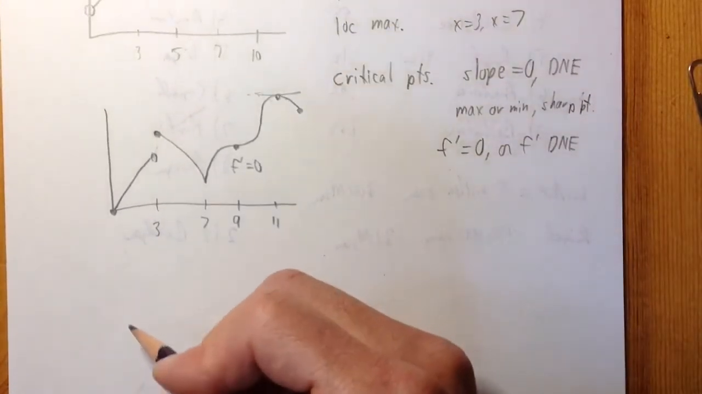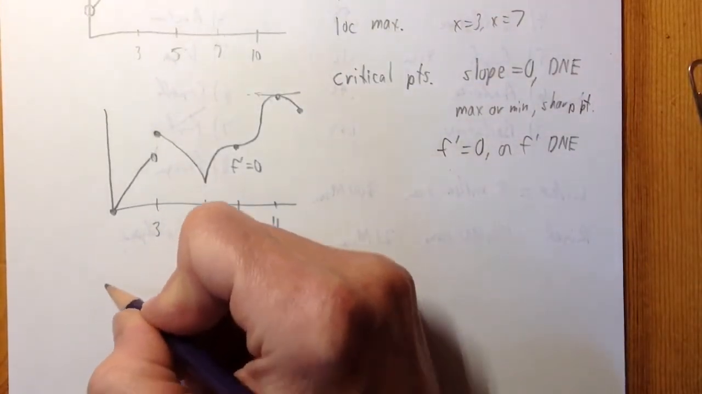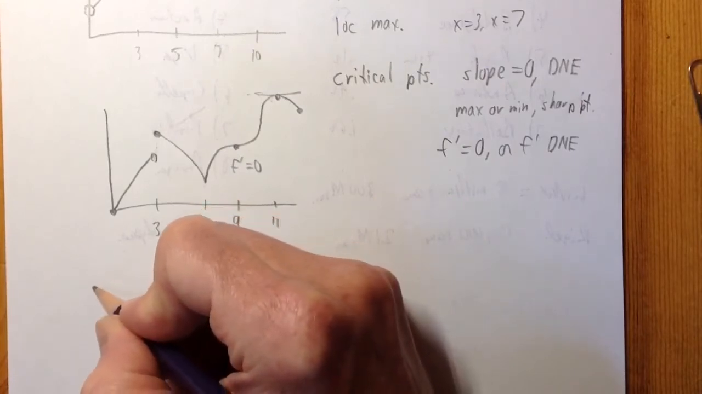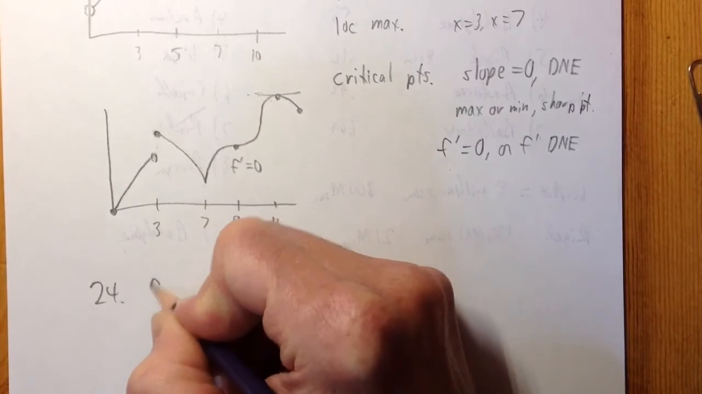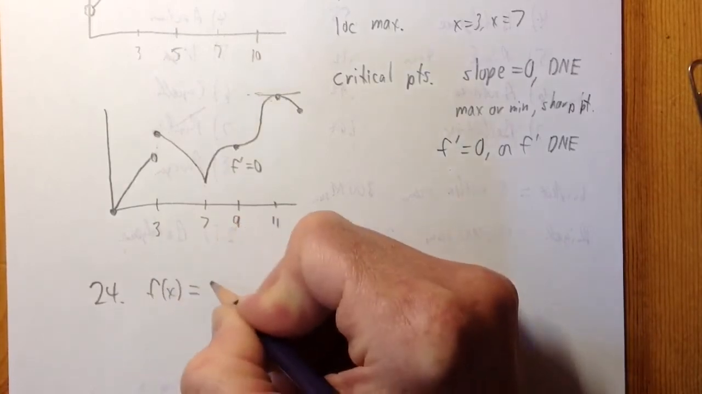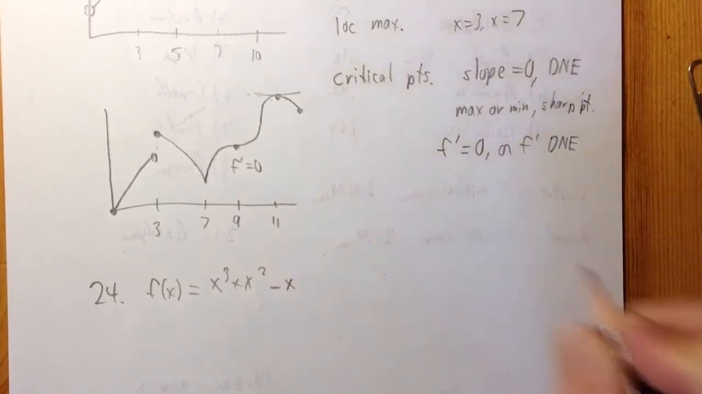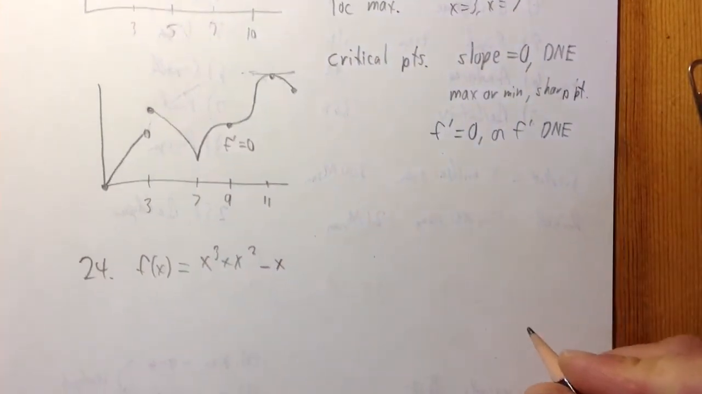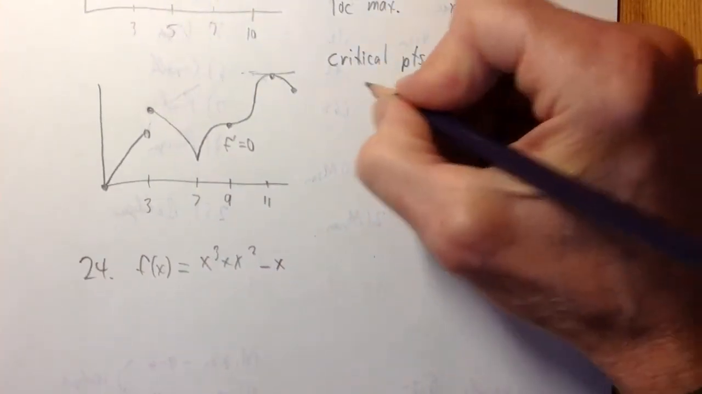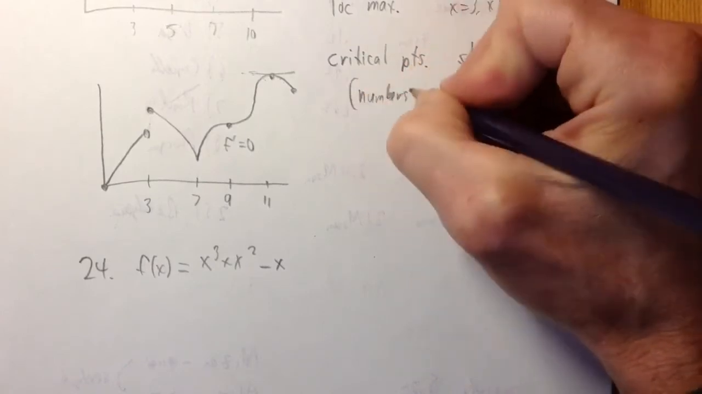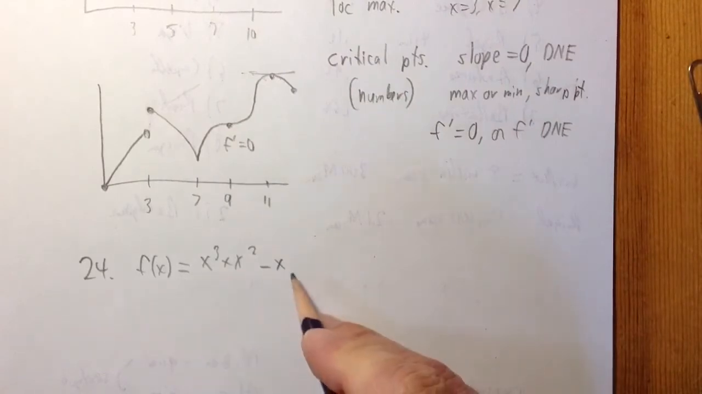is something like this. They'll say, and this is number 24 in the book, f of x is equal to x cubed plus x squared minus x, and they say find the critical numbers. So critical numbers and critical points, okay, same thing. You'll hear both. So what are the critical numbers here?